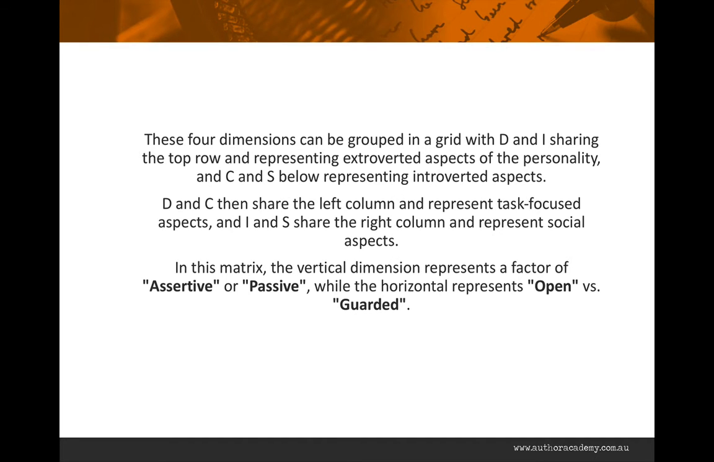So, these four dimensions can be grouped in a grid with D and I sharing the top row and representing extroverted aspects of the personality, and C and S below representing introverted aspects. Now, D and C share the left column and represent task focused aspects, and I and S share the right column and represent social aspects. Now, in the next slide, I'll show you the image that represents what I'm just talking about. So in this matrix, the vertical dimension represents a factor of assertive or passive, while the horizontal represents open versus guarded.